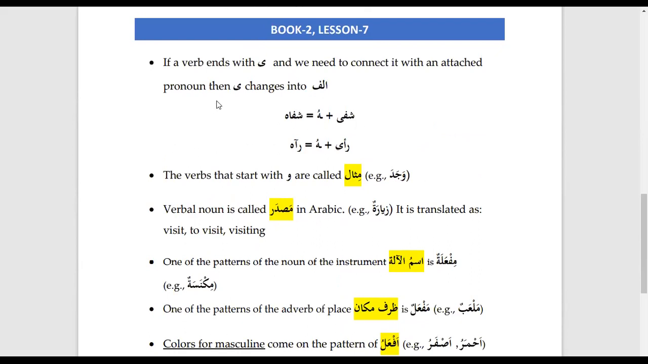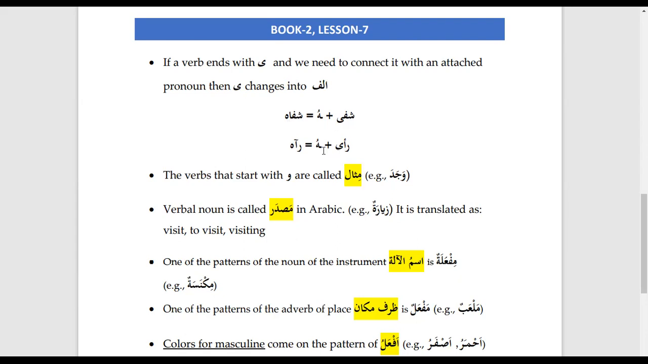And here we have some points that I just added. For example, if a verb ends with ya, and when we connect it with any of the attached pronouns, not only hu, because hu is the first one, that's why I chose it as an example, it changes into alif. So shafa plus hu changes into shafahu.